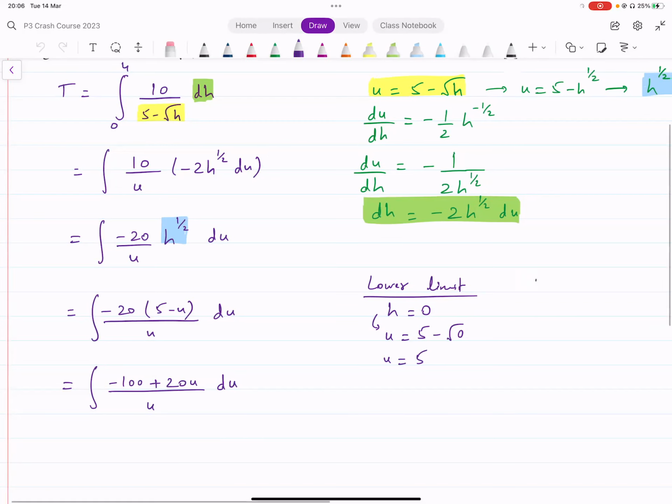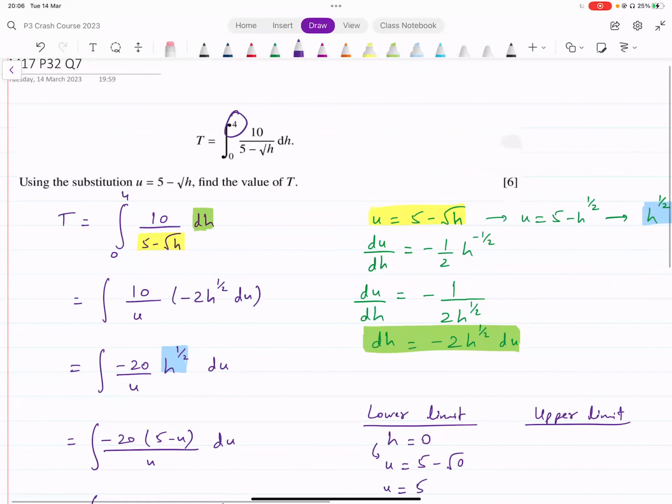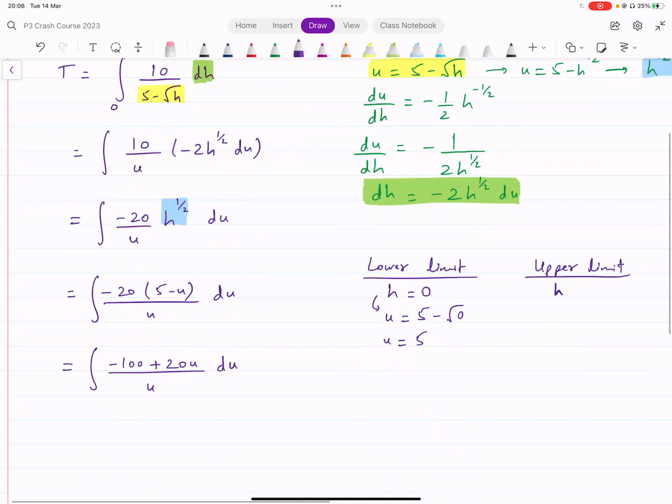All right. What about the upper limit? The upper limit is 4. So the value of h there is 4. What's the corresponding value for u from this? u equals 5 minus square root of 4. That's 5 minus 2, and that gives you u equal to 3. And now notice the lower limit that you're getting here for u is 5, and the upper limit is 3. So be careful when you're writing these limits here.